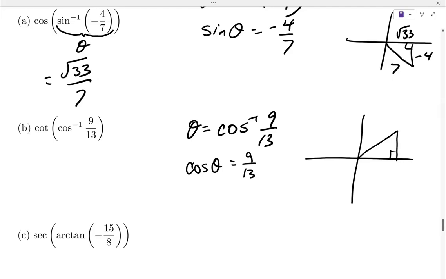Here's my reference triangle. What sides can we label? Adjacent and hypotenuse. Adjacent is 9. Hypotenuse is 13. Can we figure out the opposite leg? Yeah. Pythagorean theorem again, right? Oh, well, 169 minus 81 is 88. So it'd be square root of 88. I want to be fancy. What is that? That's 2 root 22. I don't care if you're fancy. You can leave it as square root of 88.